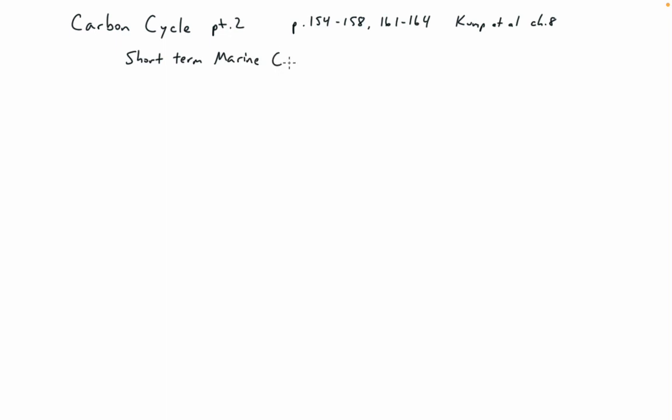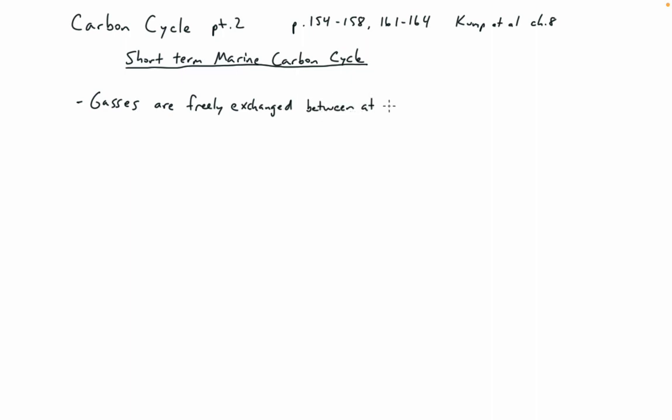marine carbon cycle. So last time we talked about the land. Now we're going to talk about the oceans. And one of the first things to know here is that gases, so why does it matter what's going on in the ocean? Well, one of the reasons is that gas is exchanged freely between the atmosphere and the ocean.